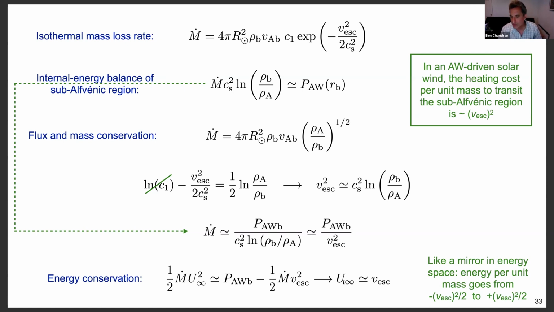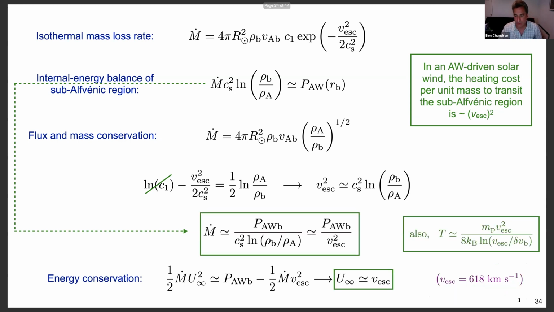Interestingly, this reflection-driven solar wind turbulence is acting like a mirror in energy space. The energy per unit mass goes from minus v escape squared over 2 approximately near the solar surface to plus v escape squared over 2 far from the sun.